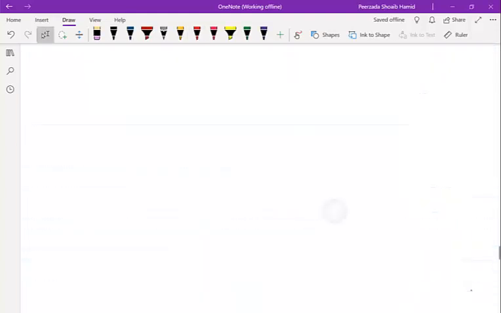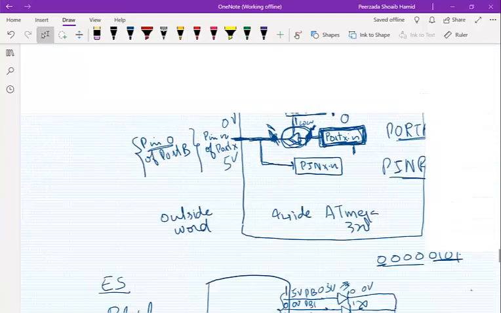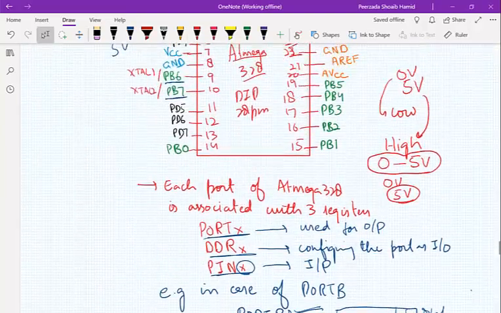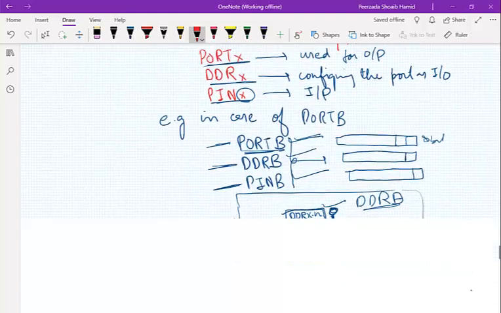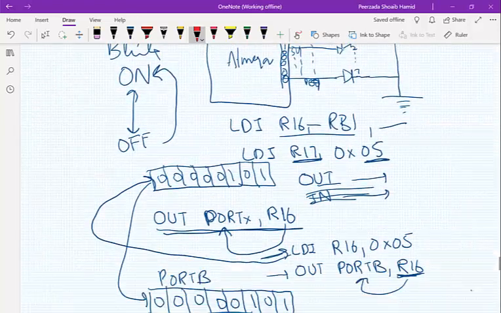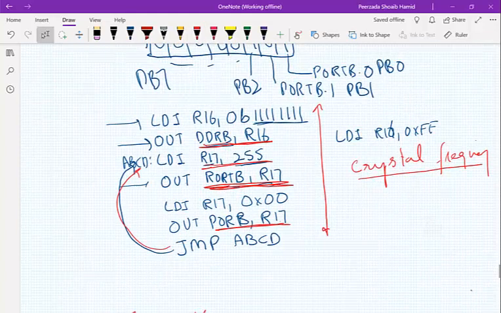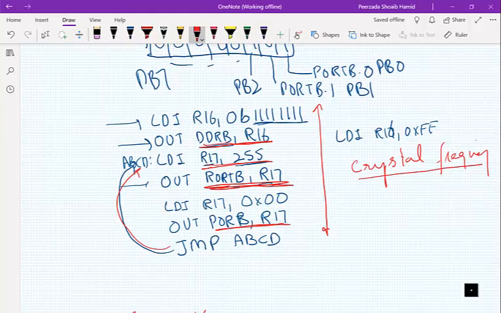In fact, if you remember, in the last class I told you that we connect a crystal oscillator to pins 9 and 10. What's the job of this crystal oscillator? It provides timing for our microcontroller. So the time our microcontroller takes to execute each of these instructions will depend upon the value of this crystal oscillator.